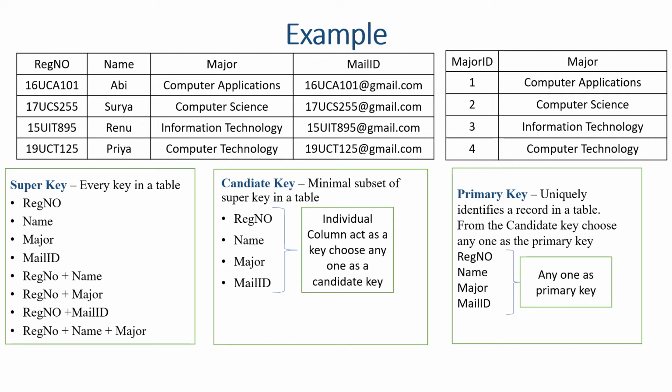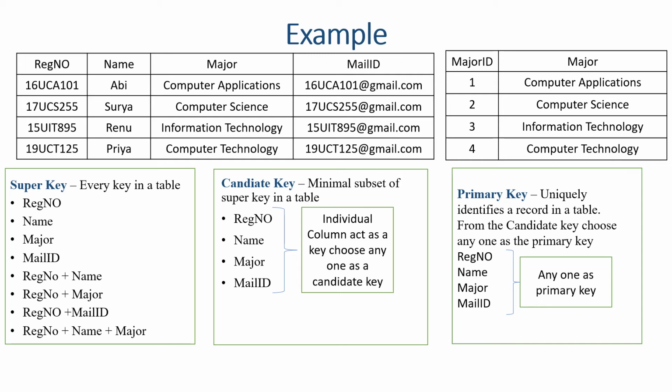The next one, for example the candidate key, is the minimal subset of a super key in a table. That is, an individual column that can act as a key is called a candidate key. From the super keys, only the individual columns can act as a candidate key. So here the individual columns are register number, name, major and mail ID. From these we can choose any one as a candidate key. Only an individual column can be chosen as a candidate key.